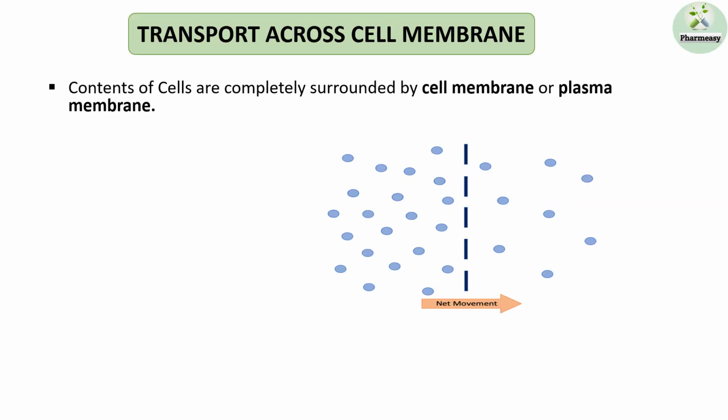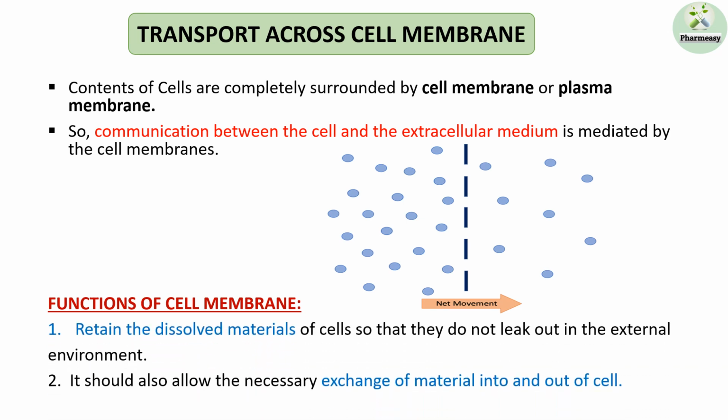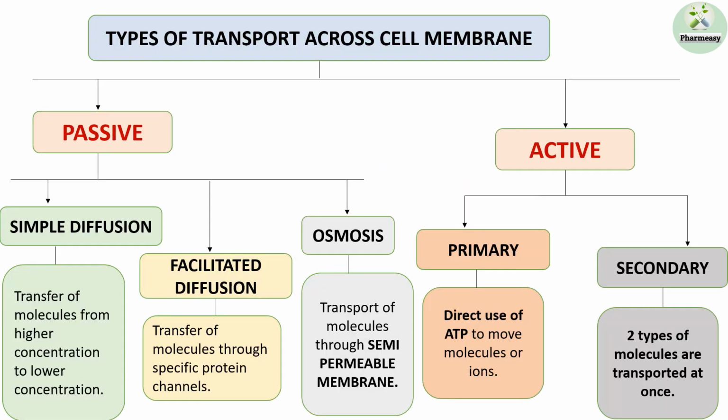Contents of cells are completely surrounded by the cell membrane or plasma membrane. So, communication between the cell and the external environment is essential, and transport of molecules or ions across the plasma membrane occurs. Functions of the plasma membrane are as follows. It retains the dissolved materials of cells to prevent leaking, and exchange of materials into and out of the cell also takes place. This slide shows the simplified classification of transport across the cell membrane.